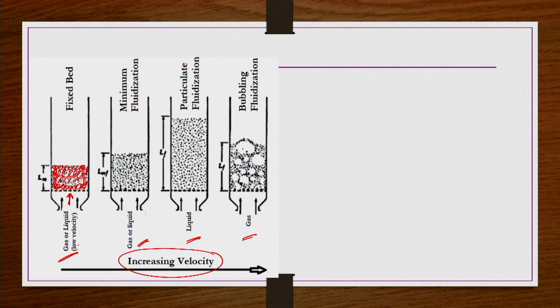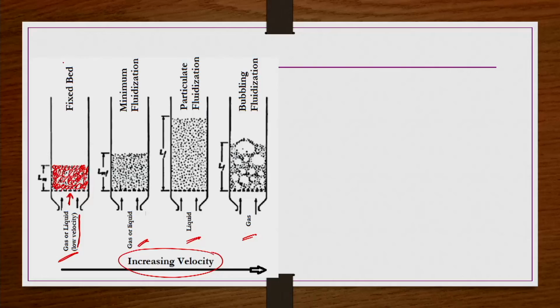So, as long as the velocity is low, the gas or liquid, whichever you use to flow through this bed, is not going to expand the bed. Its packing structure is not going to change. If the packing structure does not change, the pressure drop versus velocity or flow rate relation that we developed through Ergun's equation will hold here also. And these conditions we call a fixed bed.